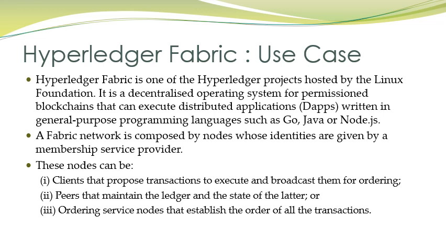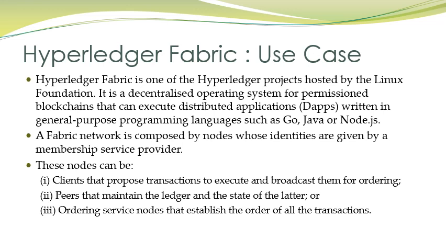This Hyperledger Fabric is composed of nodes whose identities are given by a membership service provider. In Hyperledger Fabric, we know that in permission blockchain there is a proper governance for selecting the nodes, the users, or people who will participate in the permission blockchain, and they are selected by the authority.